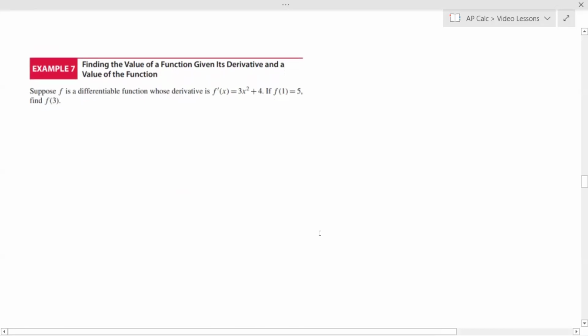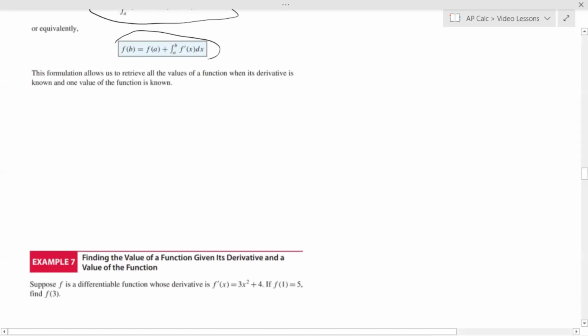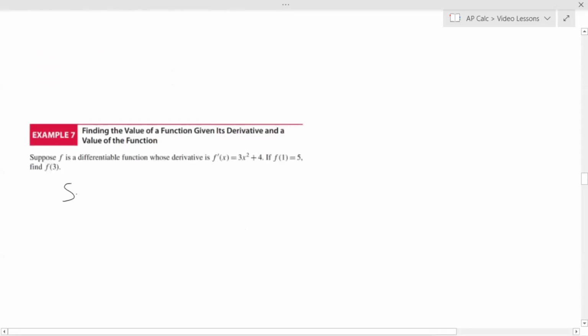So let's take a peek at an example here. If f is a differentiable function whose derivative is f prime, and if f of 1 equals 5, we want to find f of 3. So we have a point and we have the derivative, and we're asked now for the value of another point on the original function. Well, based on this formula right here, f of b is equal to f of a plus the integral from a to b of f prime of x dx.